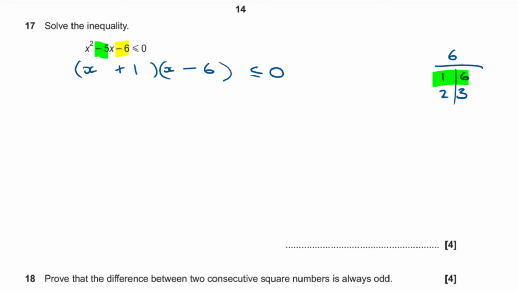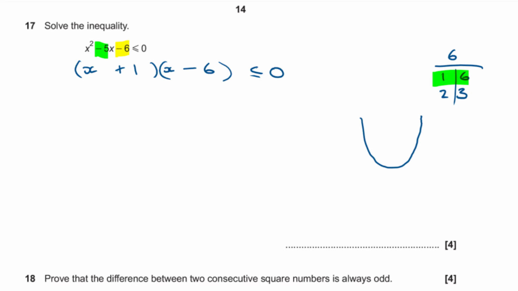Okay. Now if this was an equation, it would have roots then at negative 1 and positive 6 then. So if I was going to draw a sketch of this quadratic, all quadratics have this kind of parabola shape, don't they?